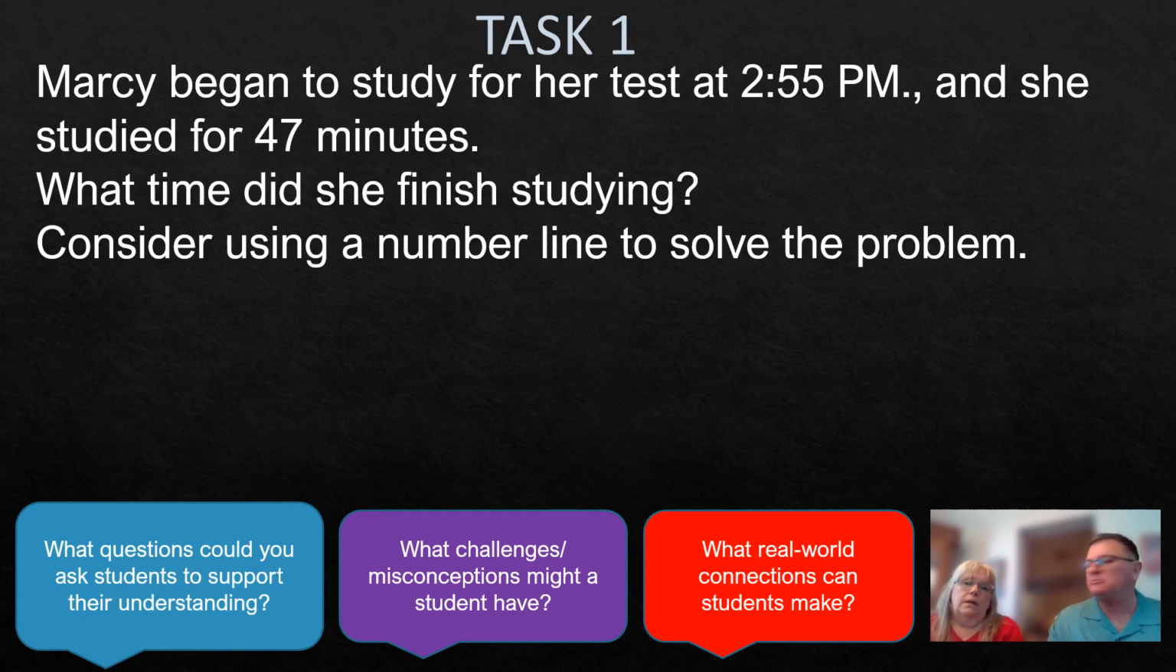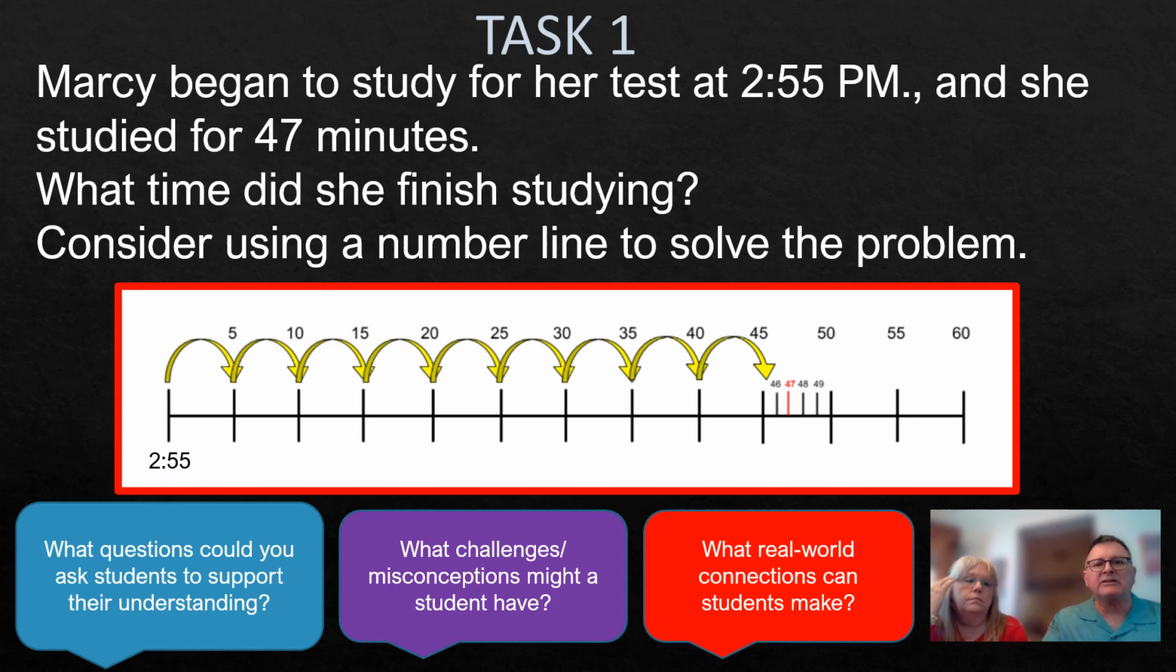And where would you begin? I would start. So I know I'm going to study for 47 minutes. I would want to know what that 47 minutes looks like on my number line. Okay, so perhaps something like this. So you see the elapsed time there, right? It is 47 minutes. And most third graders can skip count by 5, so that's very realistic that they can make a skip counting by 5's number line. That's using patterning, which goes to the MTRs.